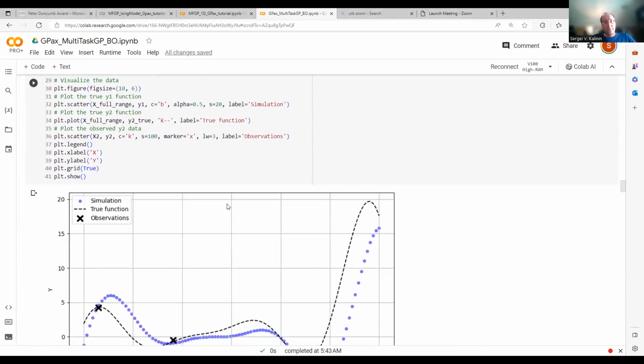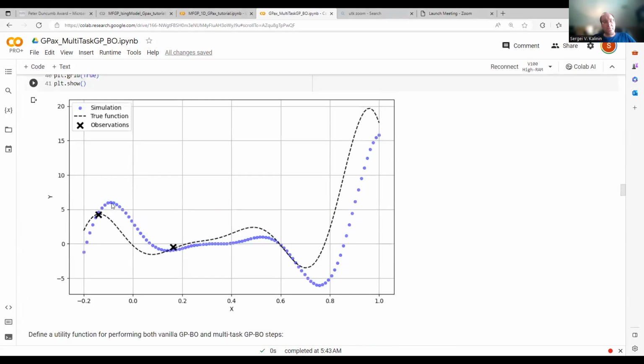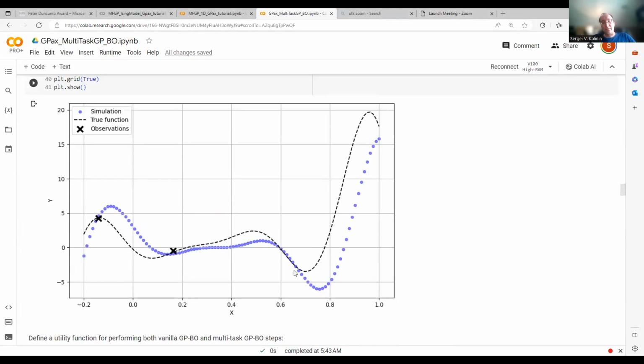So as before, let's start with the simpler model. This is the black true function that we want to discover. Notice that we have measurements only in these two locations. This is our simulation. The simulation is sufficiently close to the experiment, but not exactly. Particularly notice that it roughly points you to where the maximum and minimum are, but relatively speaking, they are shifted.